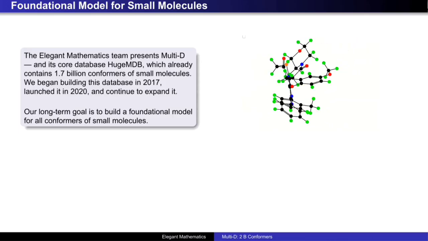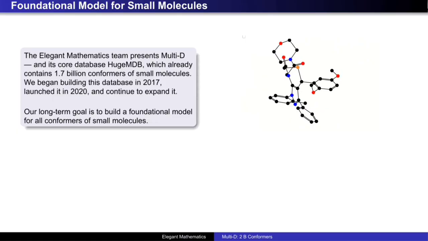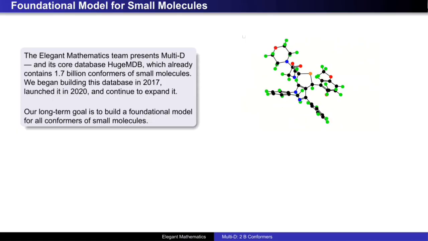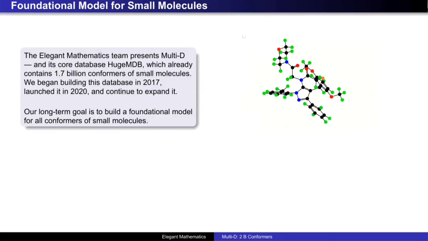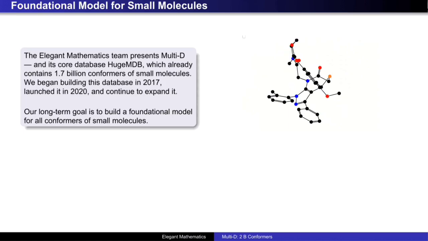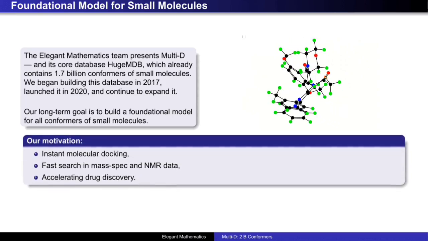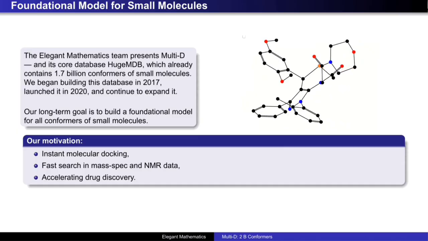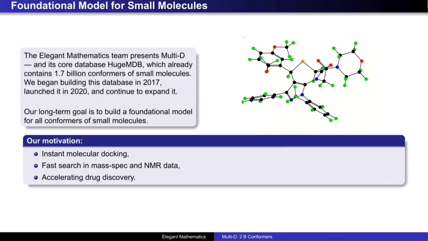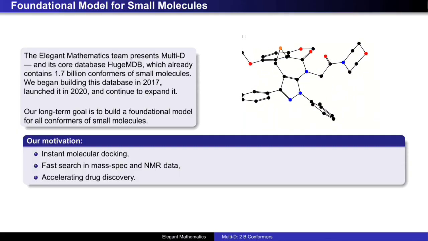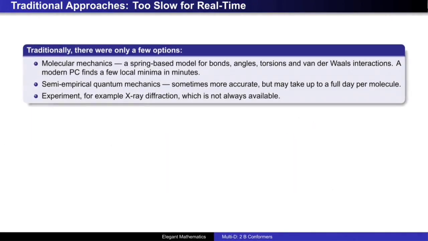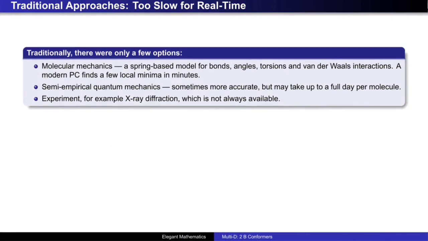We began building this database in 2017, launched it in 2020, and continue to expand it. Our long-term goal is to build a foundational model for all conformers of small molecules. Our motivation is first, instant molecular docking, second, fast search in mass spec and NMR data, and third, accelerating drug discovery. Traditionally, there were only a few options.